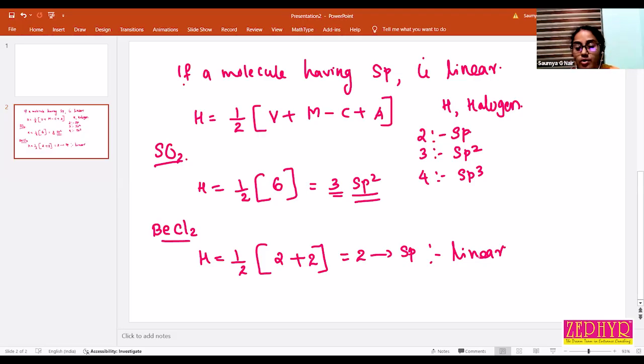The question is the number of molecules or ions that show linear geometry. BeCl2 is a linear molecule. Then I will show you another method for finding the hybridization other than this shortcut formula. Next example is CO2.